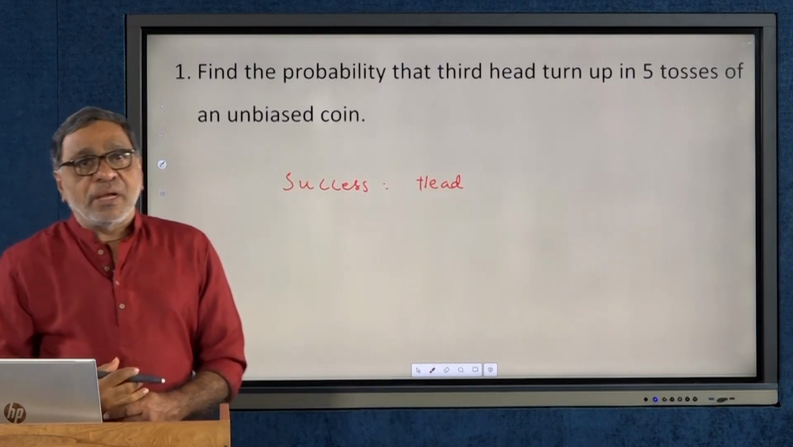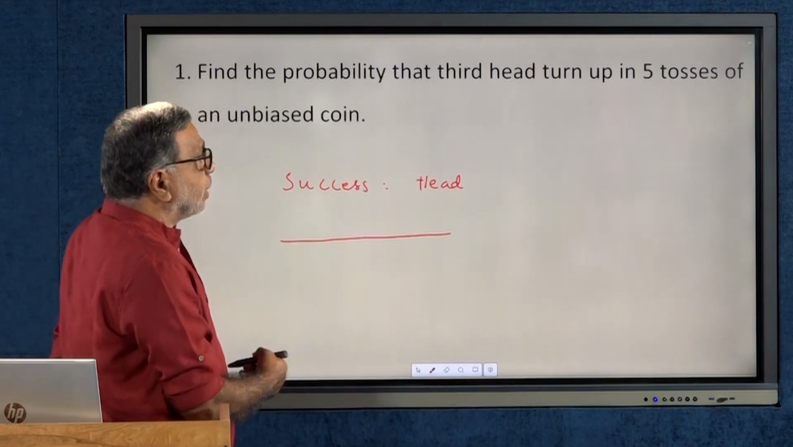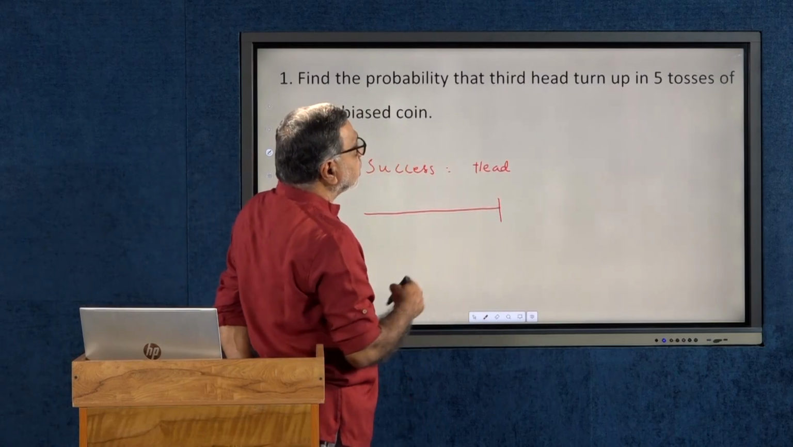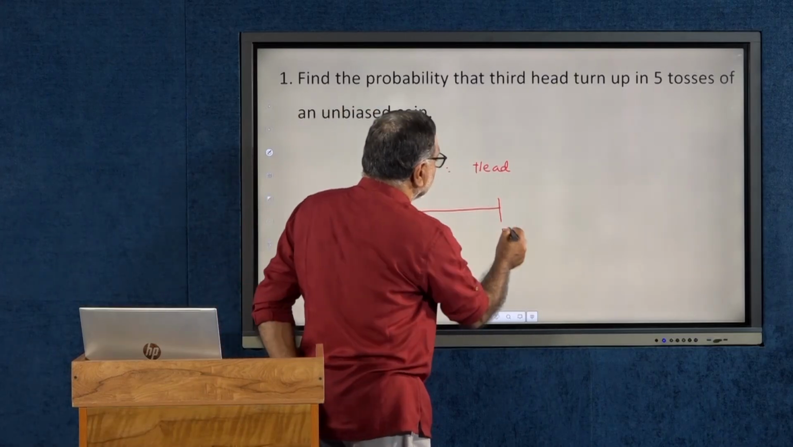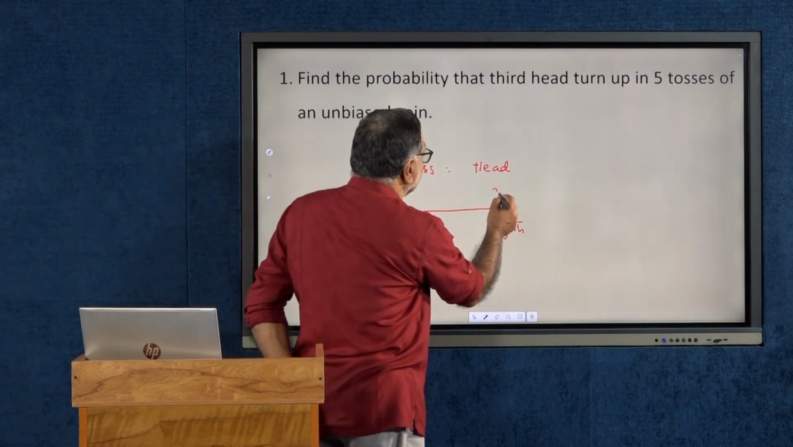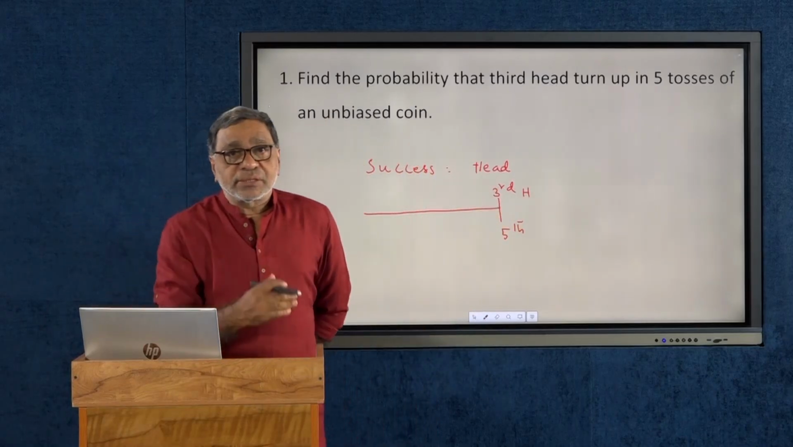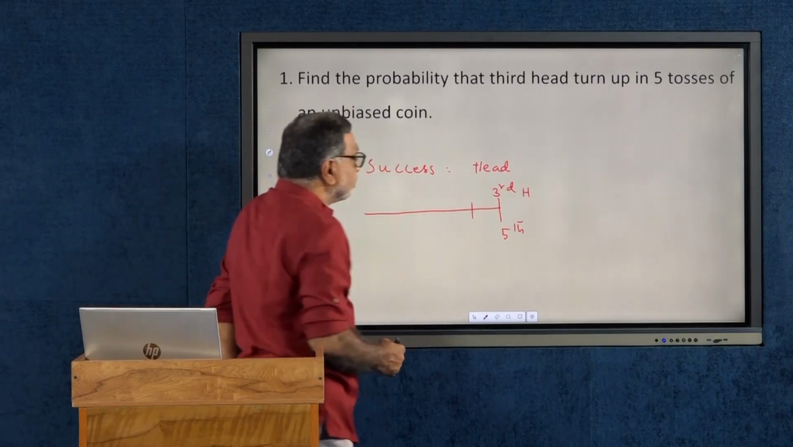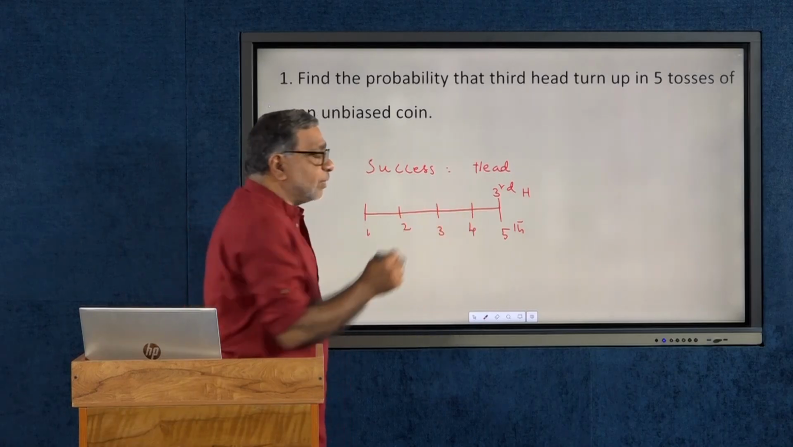We are performing the tossing of a coin, and our aim is to find the probability that the third head turns up in the fifth toss. So this is our fifth toss of the coin tossing experiment, and here it should be the third head. So the third success is in the fifth trial. Before this, we have the first, second, third and fourth trials.